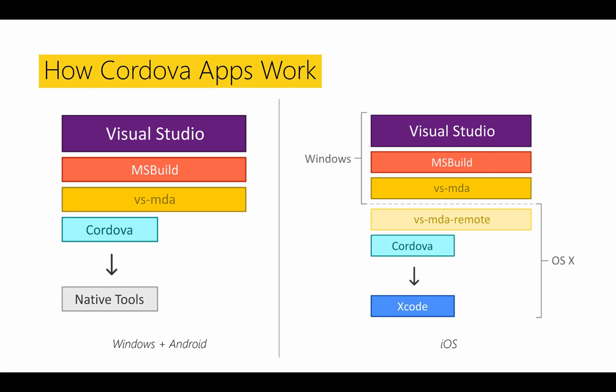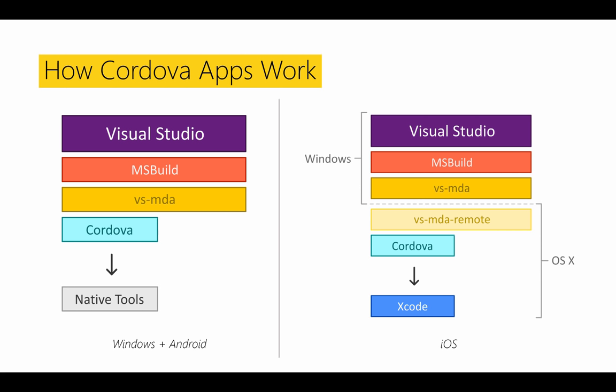Some of those components are MS Build and VS MDA. These components are largely responsible for acting as a mediator between what the Cordova platform expects and what you're actually generating as you create your application. Now, on Windows and Android, this is pretty straightforward. All the components live on your primary development environment, and Cordova takes your input and then uses the native tools to build the APK for Android or the app file for iOS and the APPX for Windows. Pretty straightforward. For iOS, things are a little bit different.